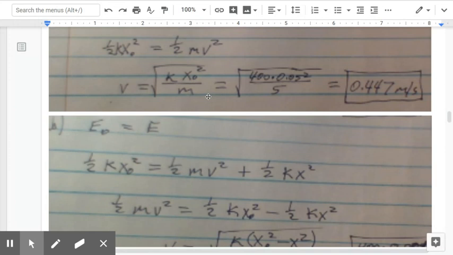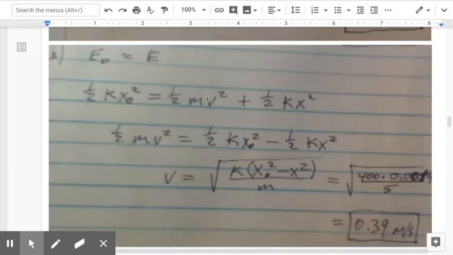Part B, we are asked to find the velocity at the halfway point, 0.025. And so, again, we're going to use EO, the elastic potential energy in the spring when it's stretched the entire length, equal to the E that it will have when it reaches the halfway point. At the halfway point, though, it's going to have both kinetic energy and spring potential energy. So we are solving for this velocity right here.